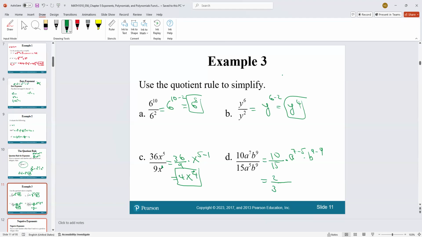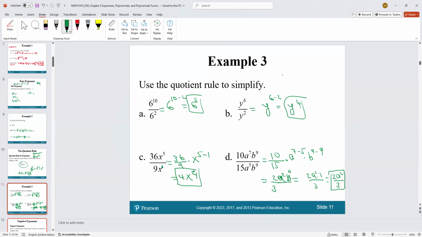a power 7 minus 5 is a squared. Okay. And now, remember we have b. This one is times 1 because b power 0 is 1. That would be 2a squared times 1 over 3, which is 2a squared over 3.